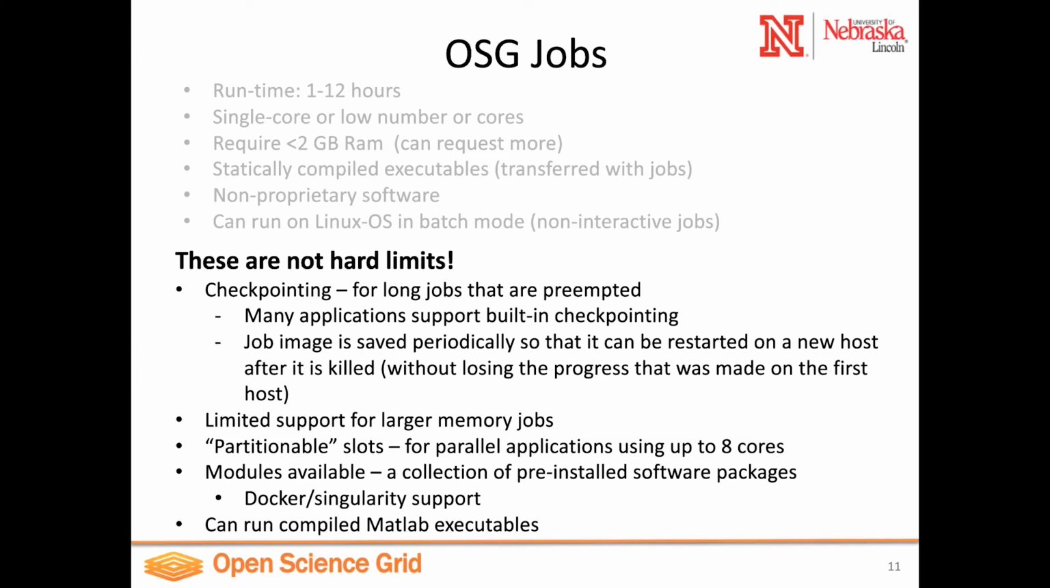And then there is some pre-installed software available so that you won't necessarily have to ship a complete copy of R, for example, with your job. We do have some software that you can use on OSG, and there's support for Docker and Singularity. So if you have a Docker image that can run your job, you can also submit that to OSG. The exception to the non-proprietary software rule is that you can run compiled MATLAB executables. You can't just run a MATLAB .m file like a script, but if it's compiled, you can run it on Open Science Grid.